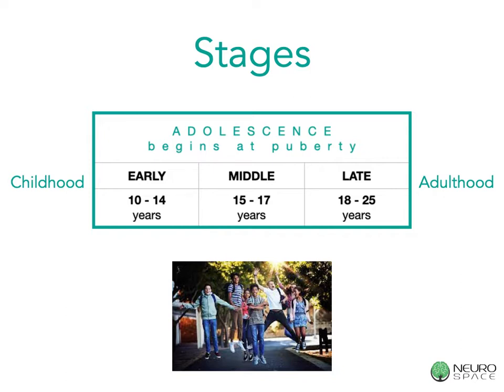Adolescence begins at puberty, at the end of childhood, and continues up until adulthood. It's categorized into three phases. Individuals of 10 to 14 years are considered to be in early adolescence, 15 to 17-year-olds are in middle adolescence, and 18 to about 25 years old are in the late adolescent period.